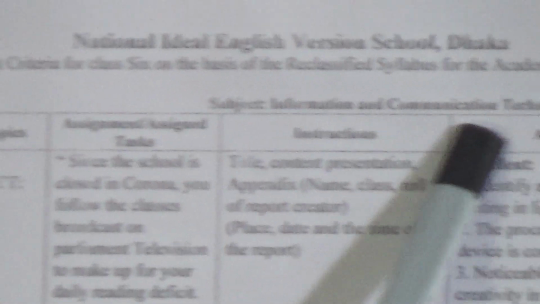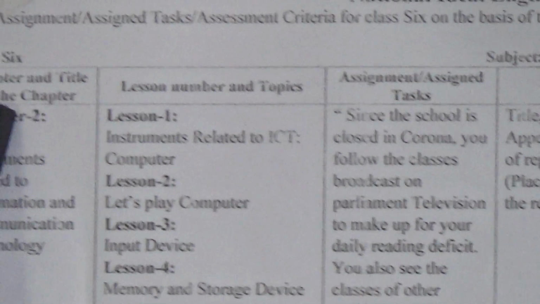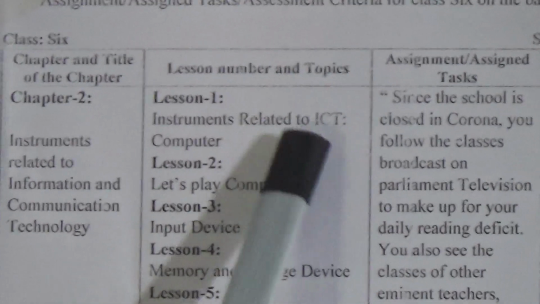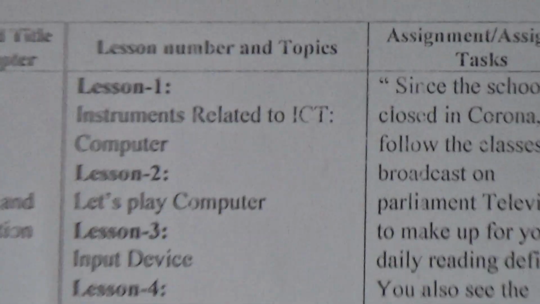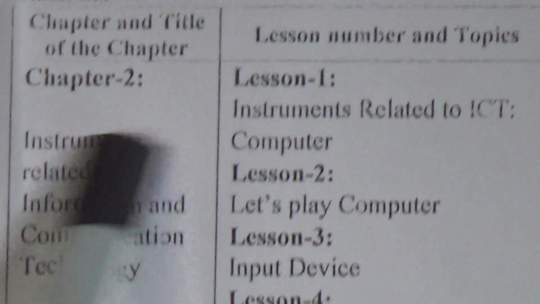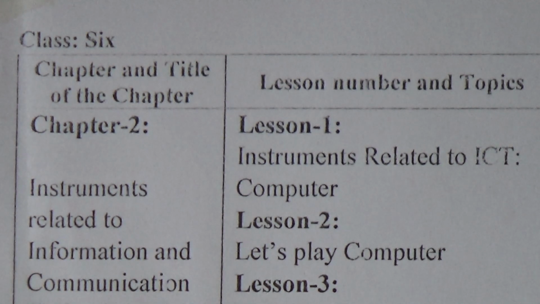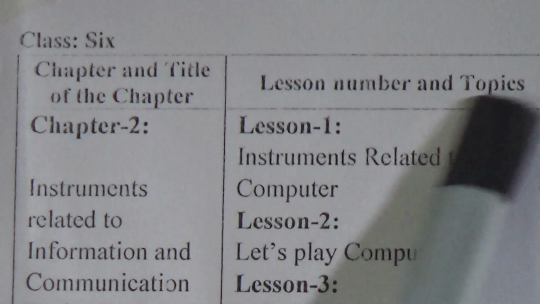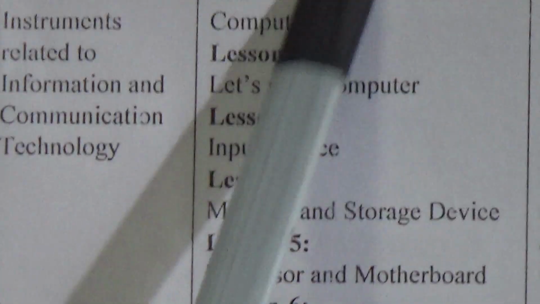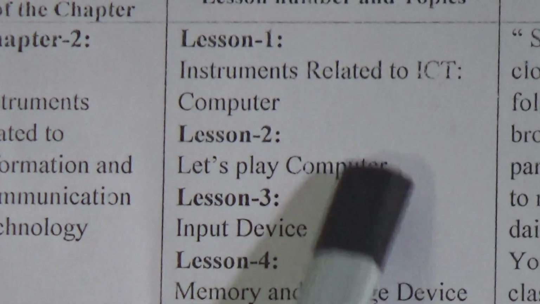Student, it is your second assignment, that means assignment number 2, and subject information and communication technology, and you have to prepare your assignment based on this chapter. So chapter 2, and the chapter's title name is instrument related to information and communication technology. Now lesson number and topics. So all these lessons are related to your assignment.